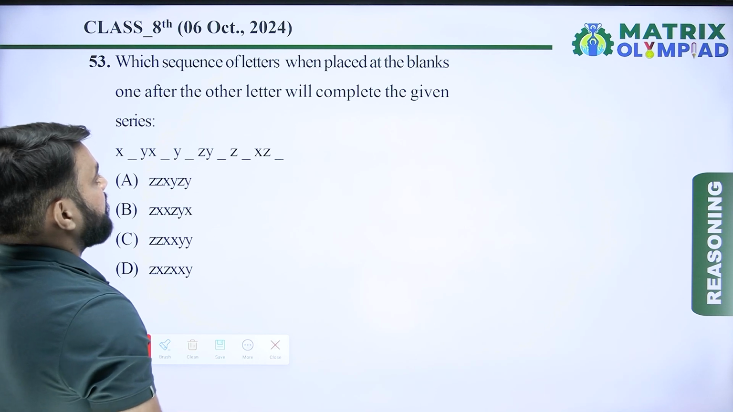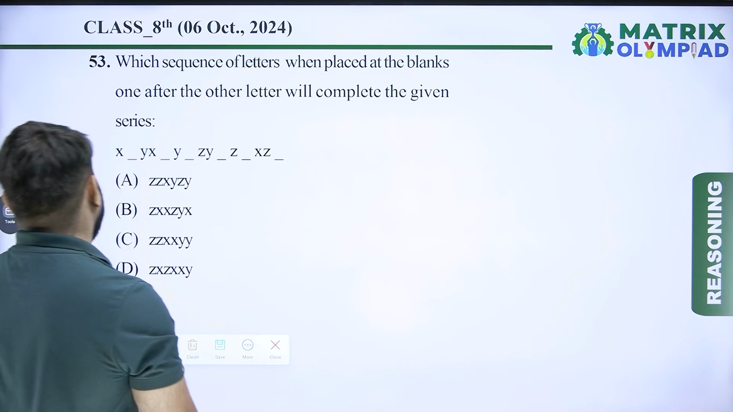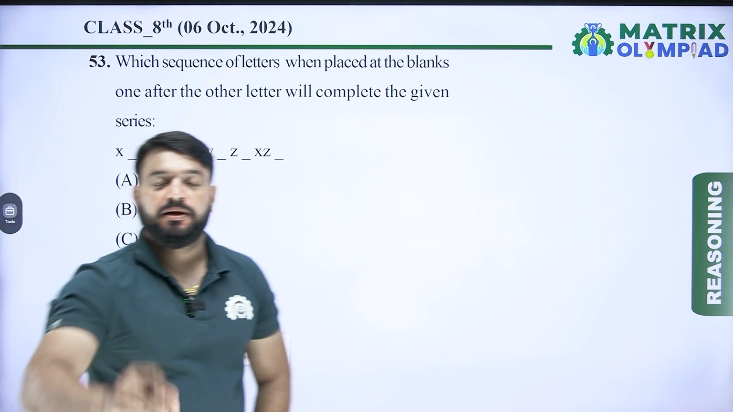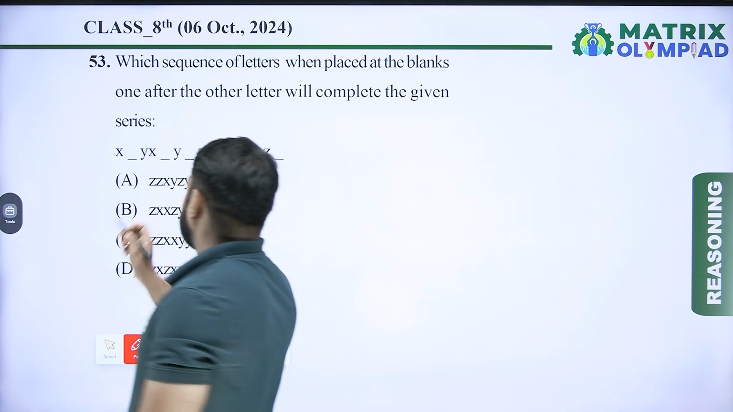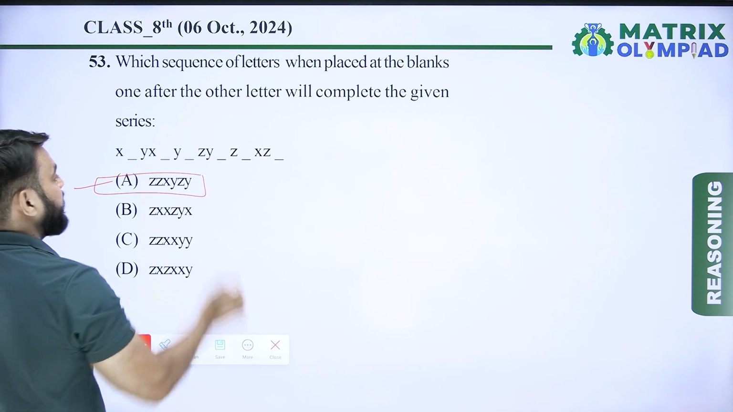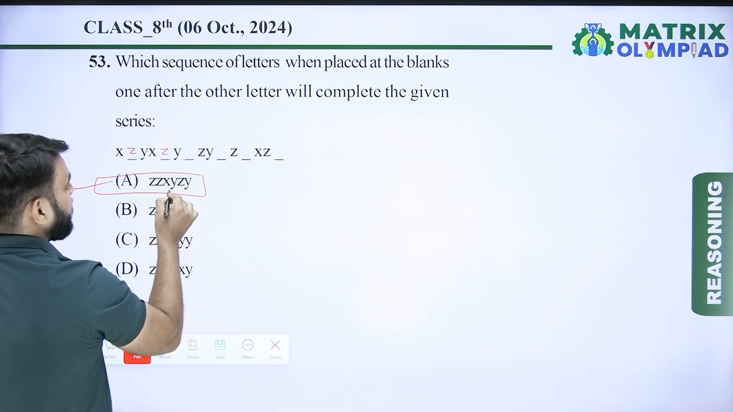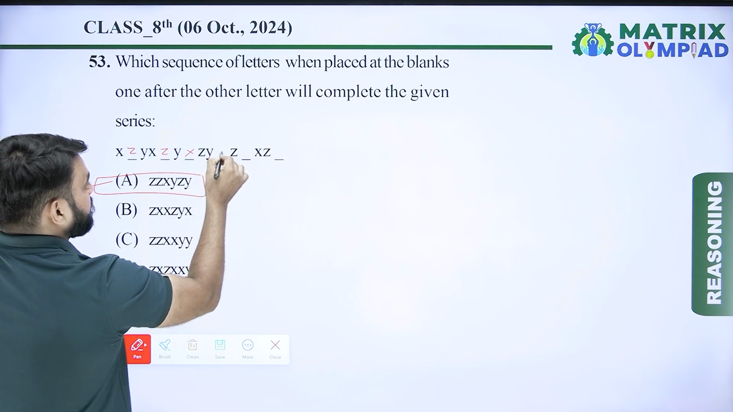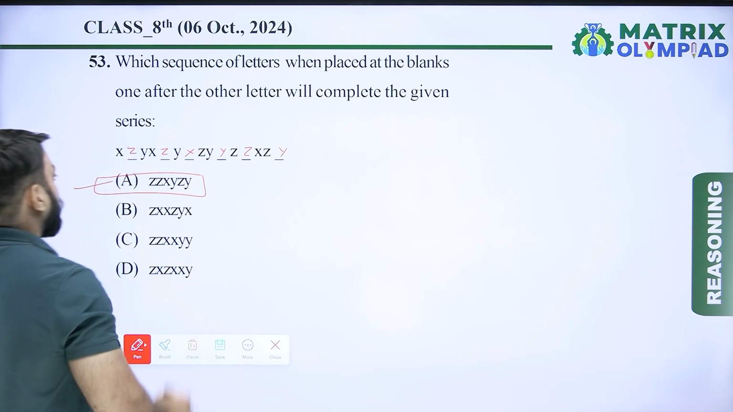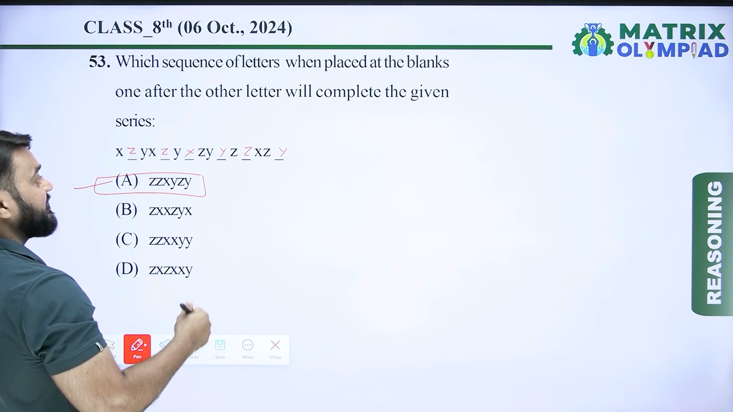Which sequence of letters when placed at the blanks one after the other will complete the given series? In such questions, first put the options in the question and then check the pattern. So first, taking option A. According to option A, the first blank is Z, the second blank is also Z, the third blank is X, the fourth blank is Y, the fifth blank is Z, and the sixth blank is Y. So X, Z, Y, X, Z, Y, X, Z, Y, Y, Z, Z, X, Z, Y.